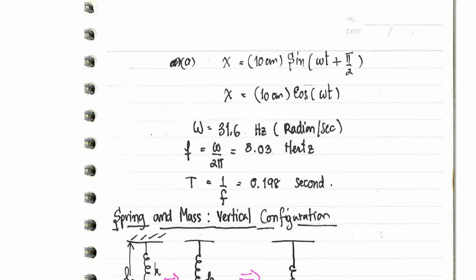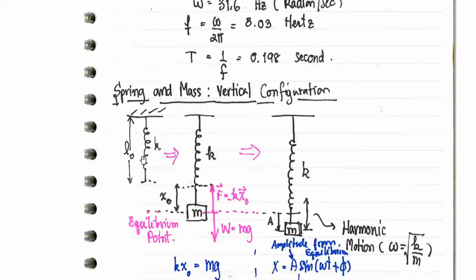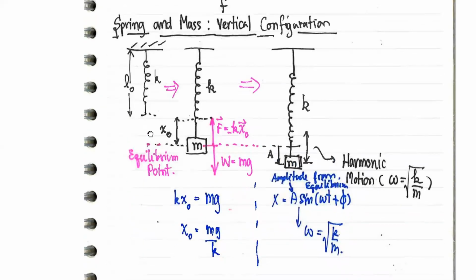The period of oscillation is 1 over f. So it's 5 times per second, and each oscillation takes roughly 0.2 seconds. And that is the horizontal configuration. Now let's take a look at another example. It's also a spring and mass, but it is a vertical configuration.